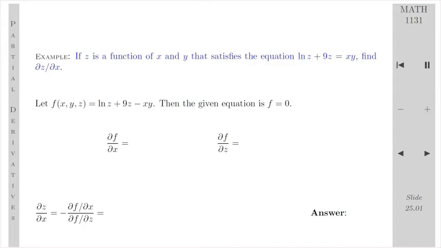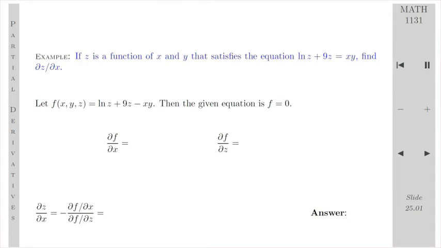So the first step is to bring all the terms to the left. So I need to subtract xy from both sides. And then I'm going to call the left-hand side of the new equation my function f. That's what I have done here. So I get ln z plus 9z minus xy. Then to find dz over dx, I find df over dx and df over dz first.